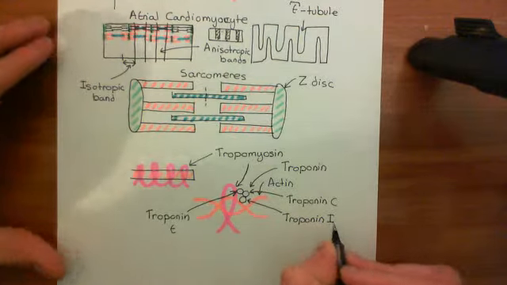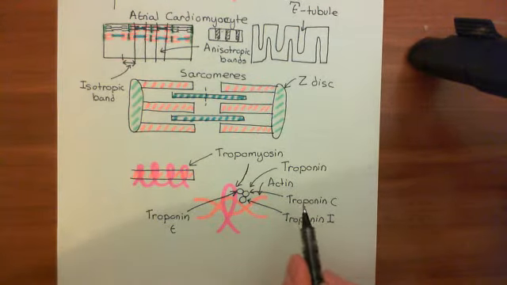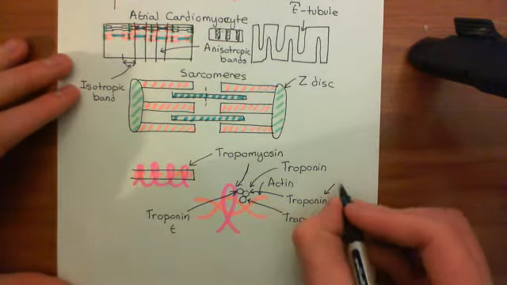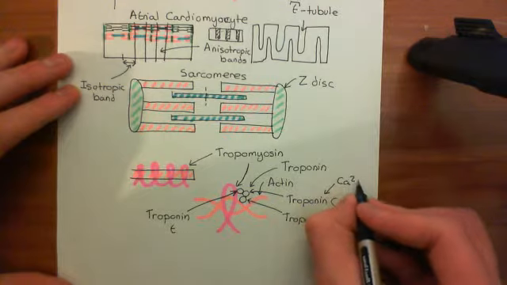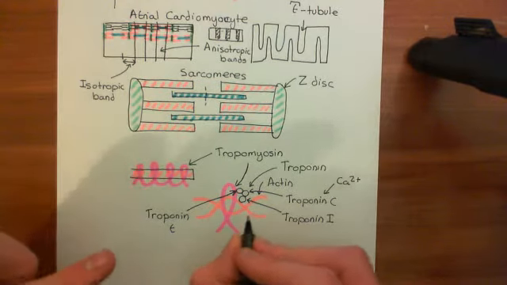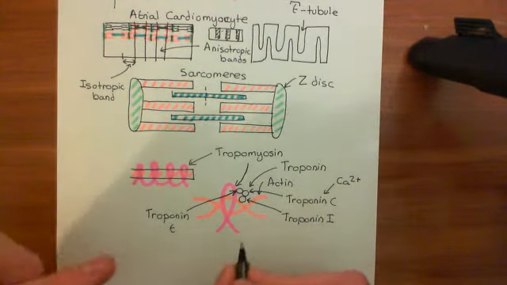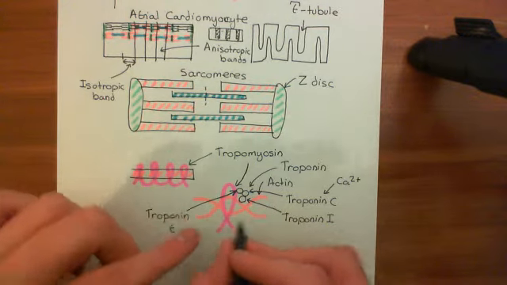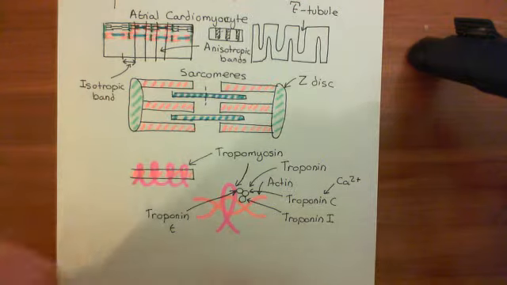So basically, when calcium goes up in the cytoplasm of the cardiomyocyte, the calcium ions will bind to the troponin C, and it will trigger a change in conformation of the troponin, which will then trigger a change in the conformation of the tropomyosin around the actin filament.